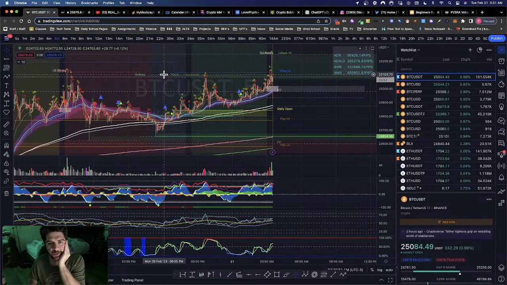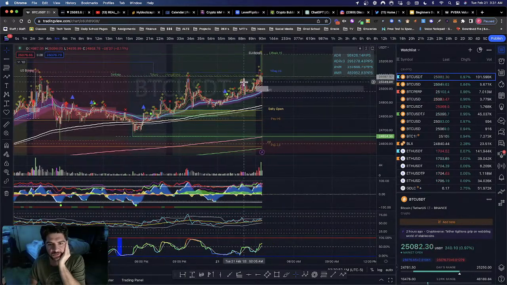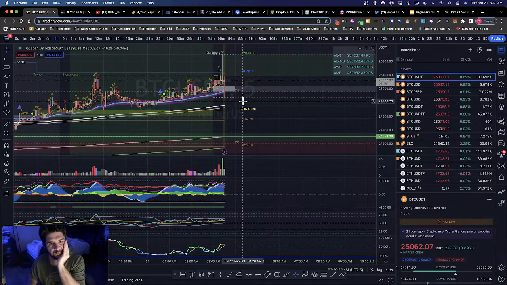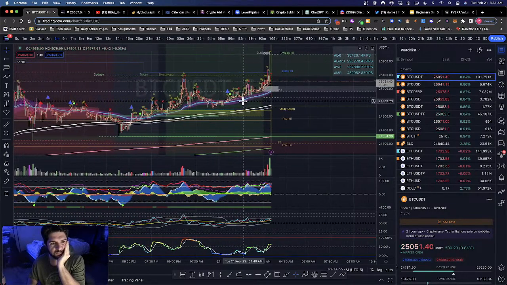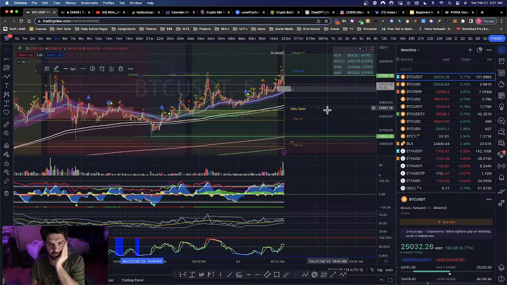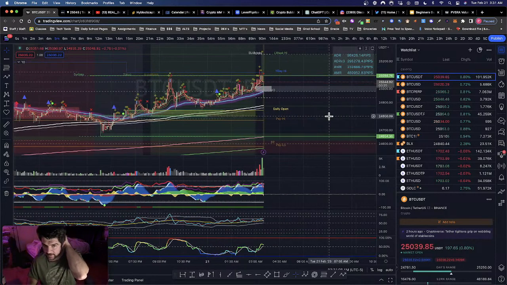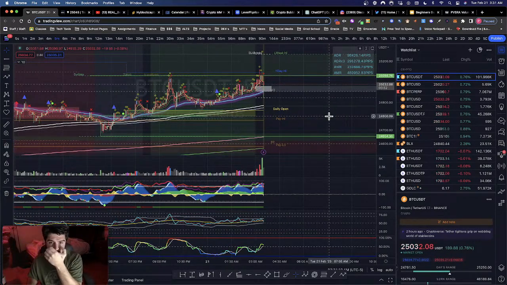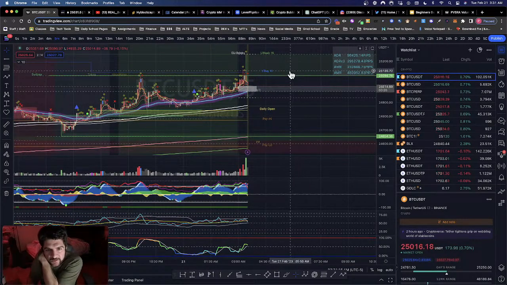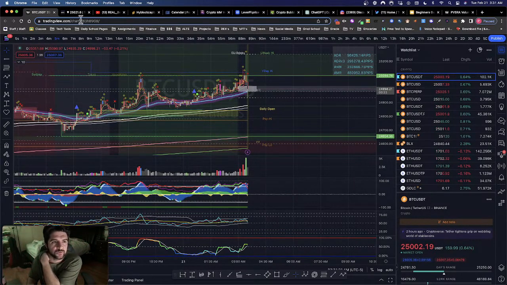Man, they might just keep coming at you. This is nuts. Look at that. High of the day. There's your stop hunt. I'll set my stop loss at 25,130.